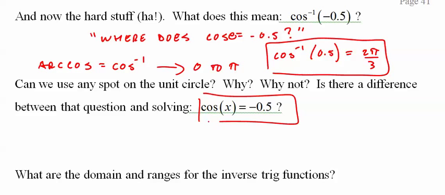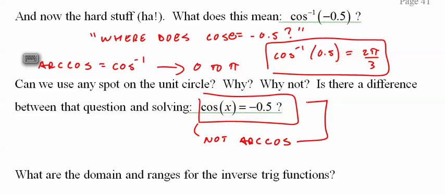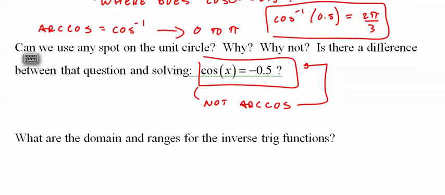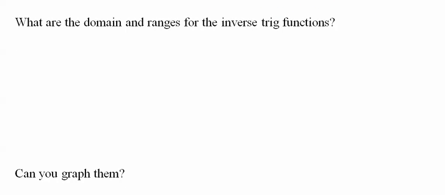So what if I wrote it this way? Well, then you could find anywhere, because it's not an arc cosine problem. It's not an arc cosine of negative first problem. Not arc cosine, which is defined. It's anywhere. So you could go on and say 2 pi over 3, or -4 pi over 3, or 4 pi over 3, or -2 pi over 3. You've got lots and lots of options. So that's the difference between those two questions. So we call that an inverse trig function.